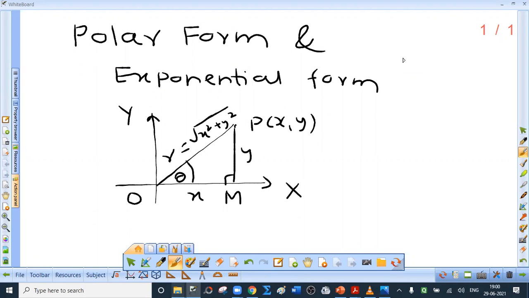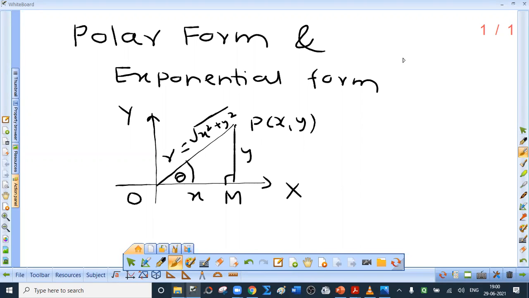Now we discuss an important concept: the polar form of a complex number, followed by the exponential form. Let a complex number z equal to x plus iy be represented by the point P(x, y). Then what is OP? It is r by the distance formula. I take OP as r, which is root x square plus y square. We know that this is also called the modulus of the complex number z equal to x plus iy, right?